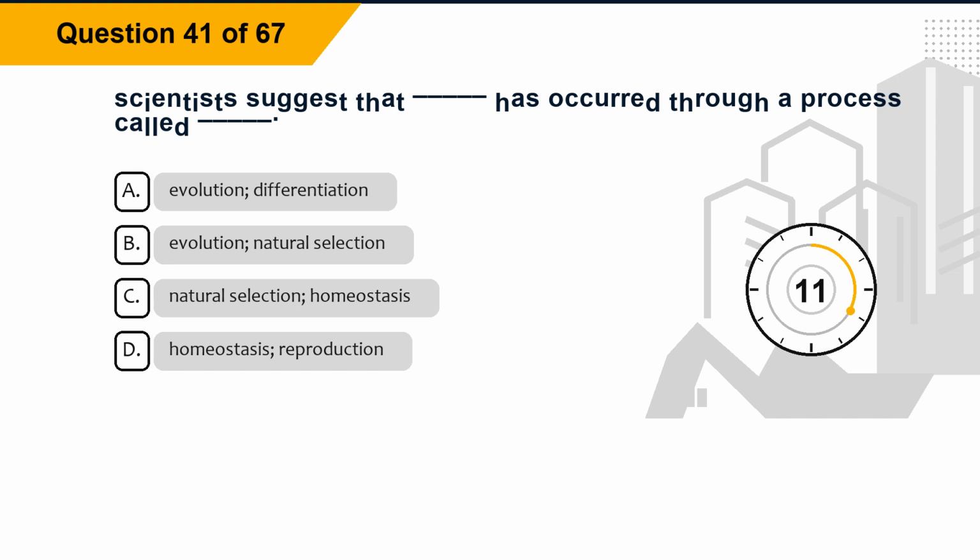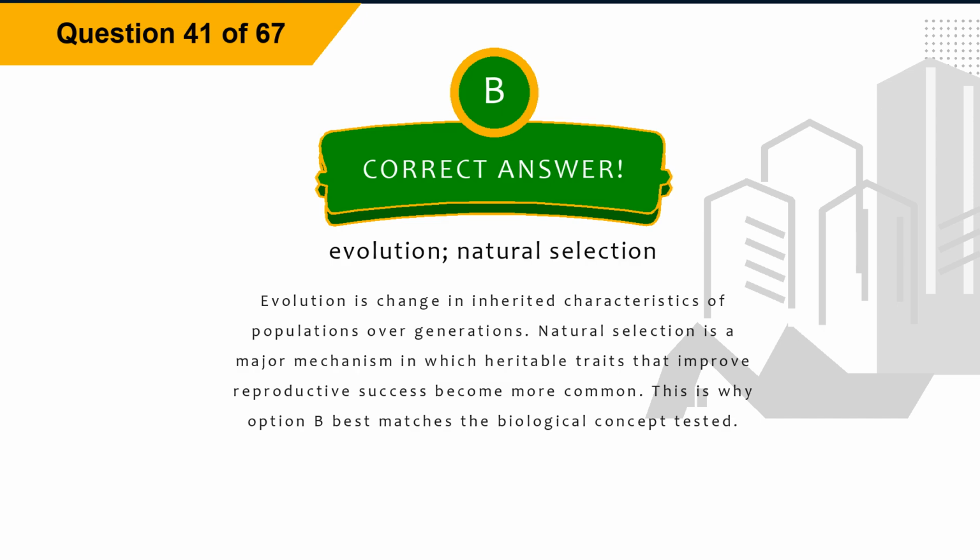Option A, evolution, differentiation. Option B, evolution, natural selection. Option C, natural selection, homeostasis. Option D, homeostasis, reproduction. The correct answer is option B, evolution, natural selection.